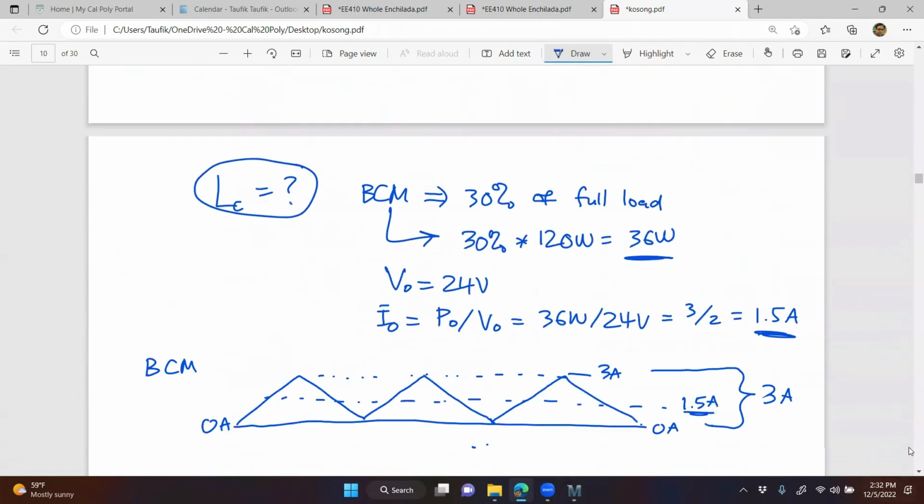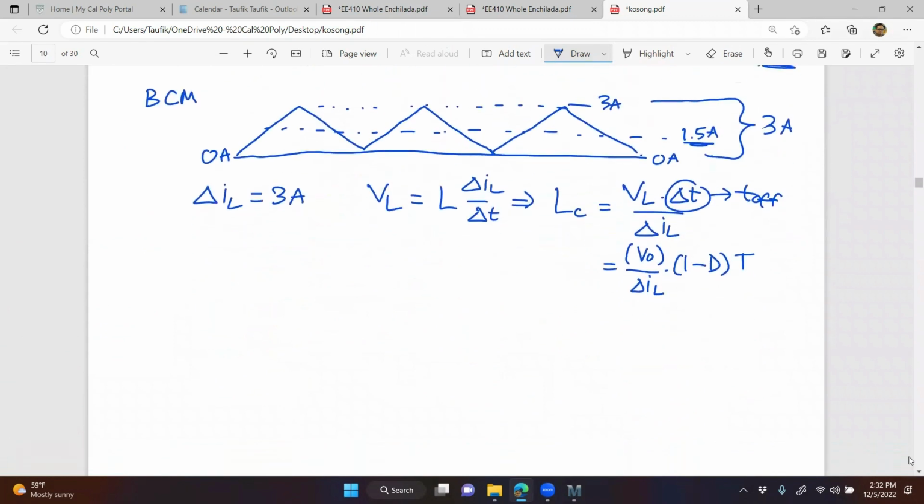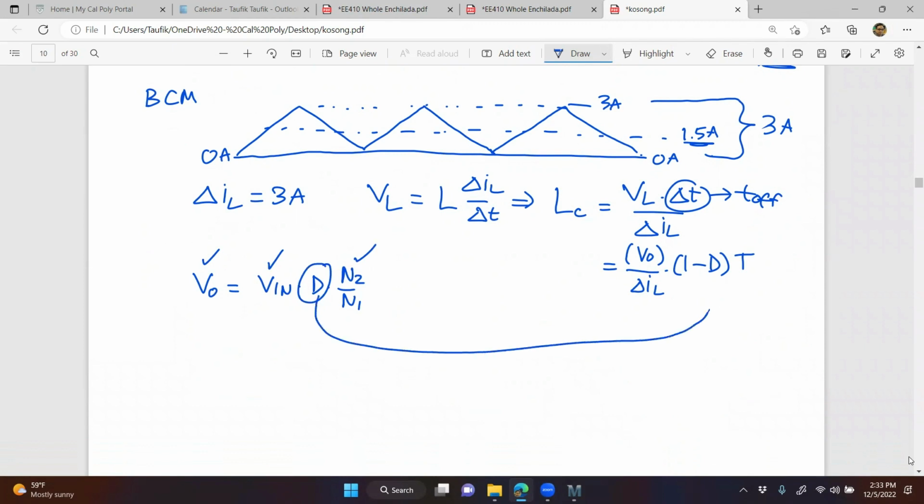Yeah, so if I know V in, V out, right, I know the duty cycle, then I know the output voltage is equal to V in times duty cycle times N2 over N1, right? Okay, so from here, I know V out, I know V in, I know N2 over N1, and I can solve for duty cycle. I'm not going to solve this with numbers, okay?